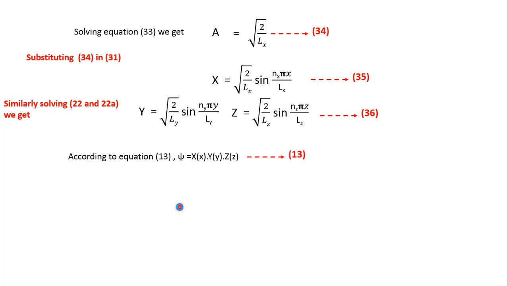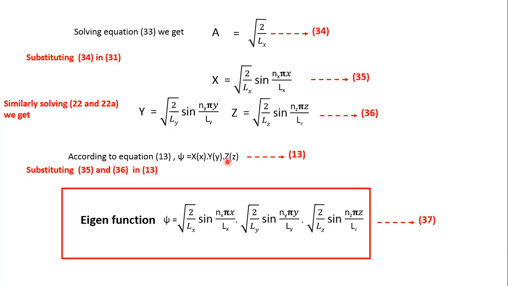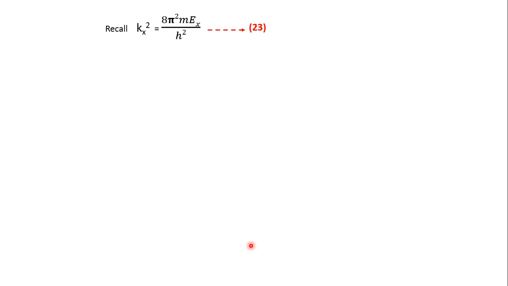Now recall that the value of psi is the product of X, Y and Z, with X given by equation 35 and Y and Z given by equation 36. Substituting here, we get psi equal to root 2 by Lx sin nx pi x by Lx, times root 2 by Ly sin ny pi y by Ly, times root 2 by Lz sin nz pi z by Lz. That is the value of function capital Z. This is the eigenfunction for the particle in a box in 3 dimensions. Recall k square is equal to 8 pi square m Ex by h square.